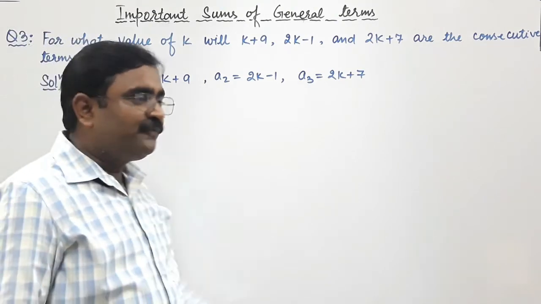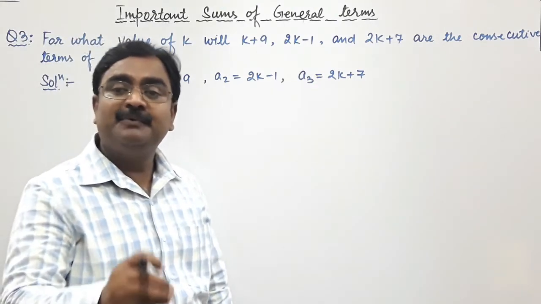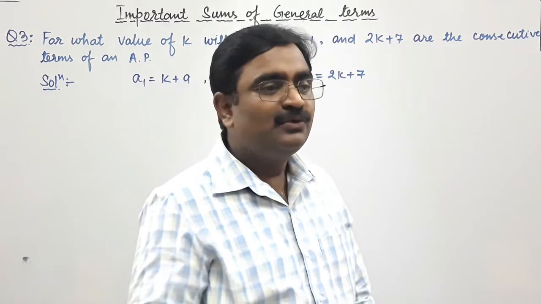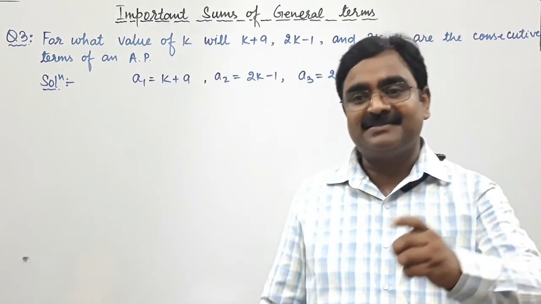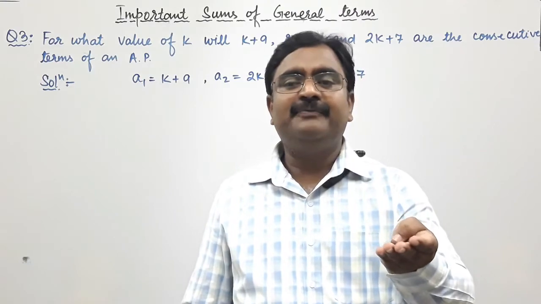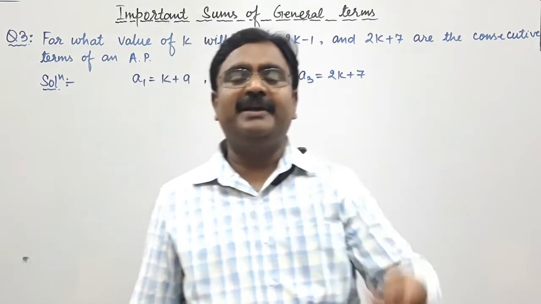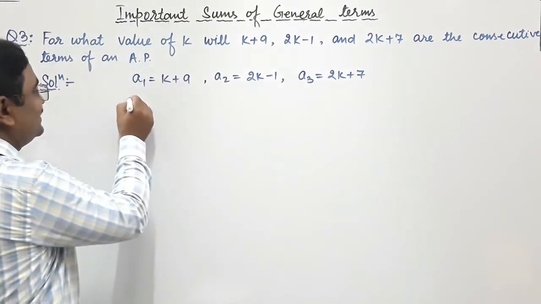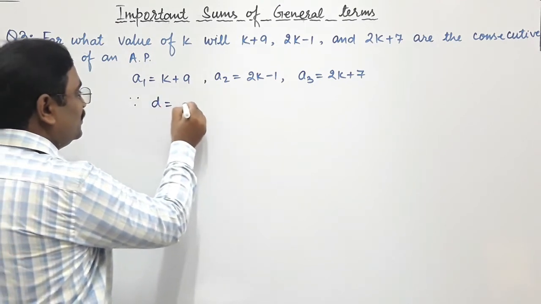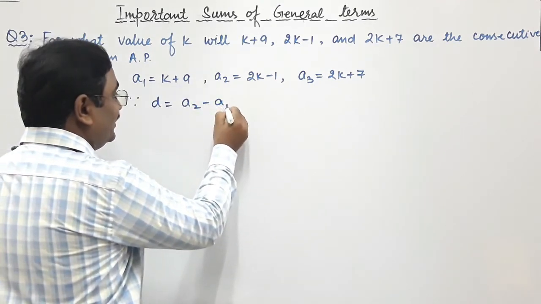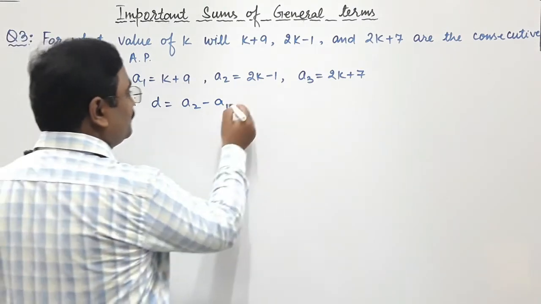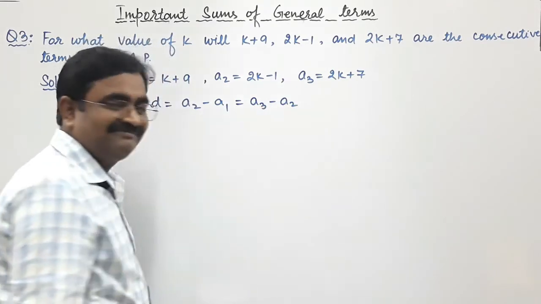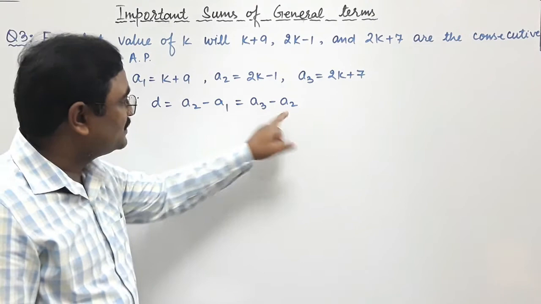So children, to find the value of k, we have to take the help of the common difference, and the common difference you know that d is equal to a2 minus a1, means second term minus first term, या फिर you can find third term minus second term, or you can find fourth term minus third term. So as we know that d is equal to a2 minus a1, या फिर you can find this common difference with the help of this formula also, a3 minus a2. Right?